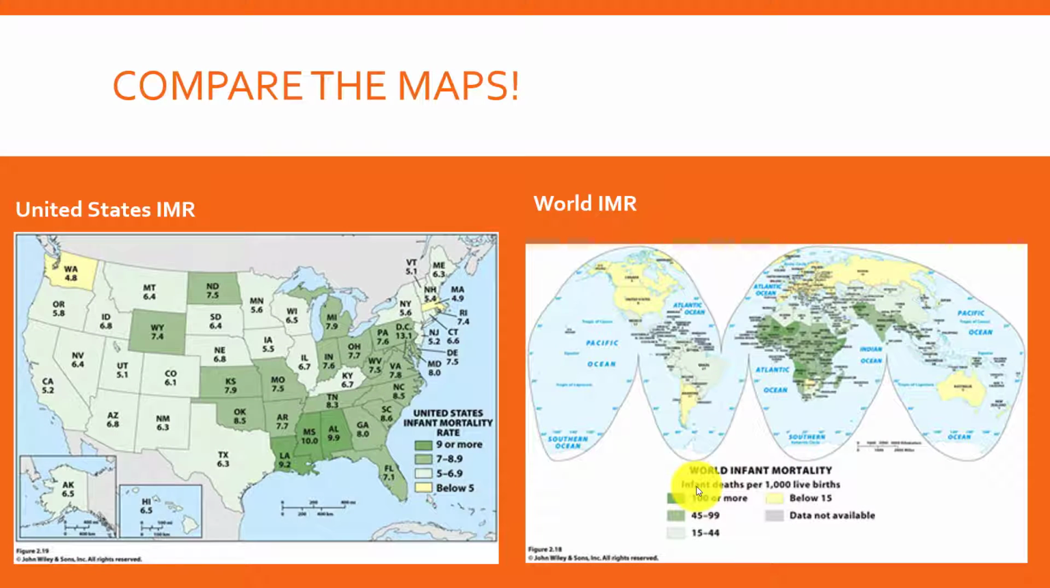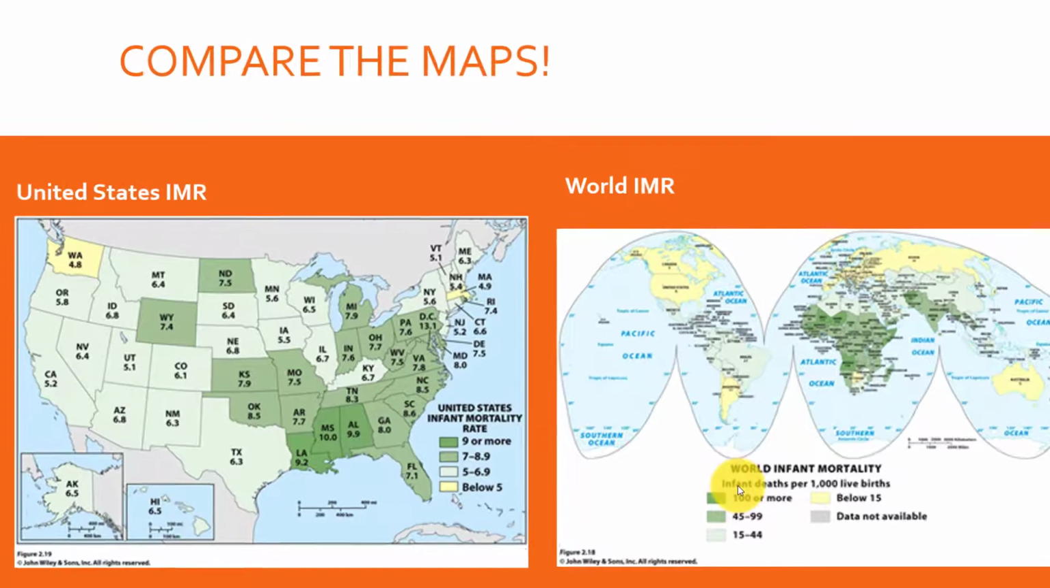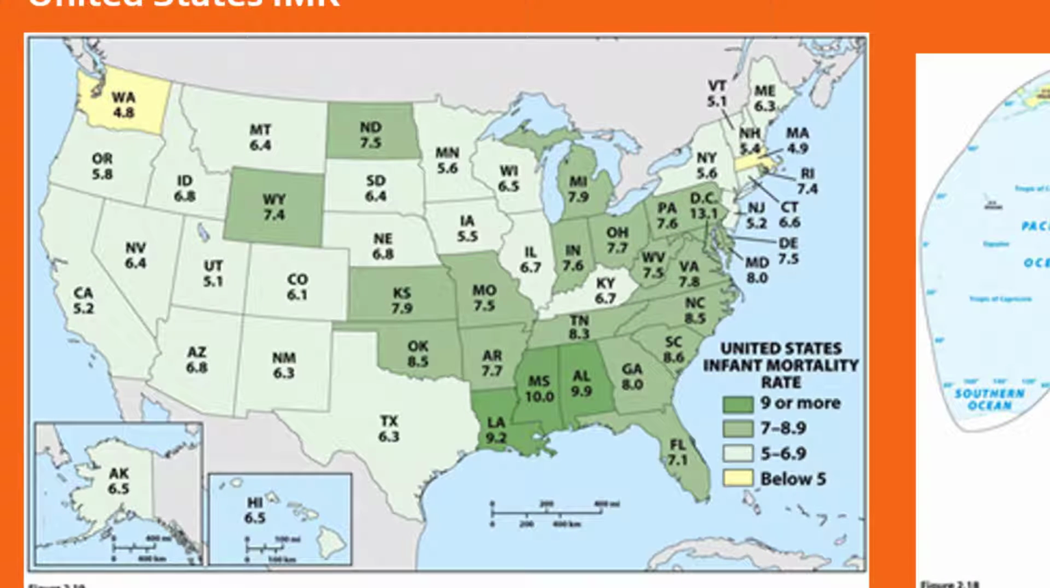All right, so let's compare the maps again. Here we have the United States, and this is their infant mortality rate compared to the world's infant mortality rate. So in the United States, what area or what region has the highest infant mortality rate? Tell me in the EdPuzzle.